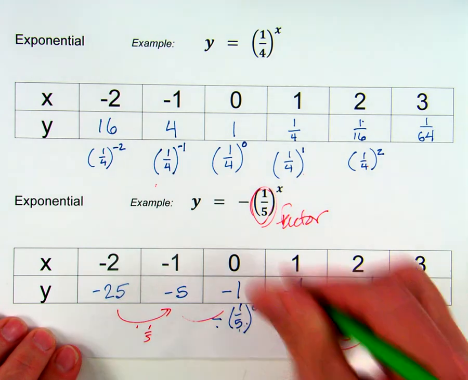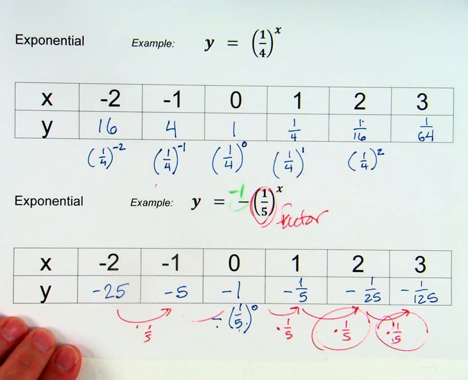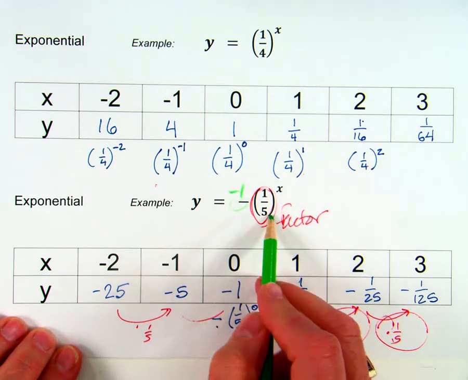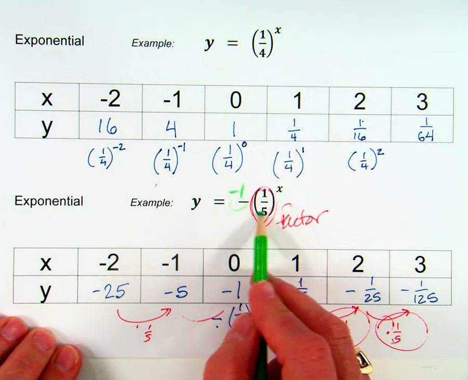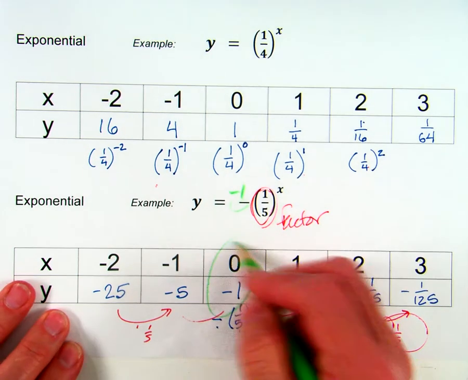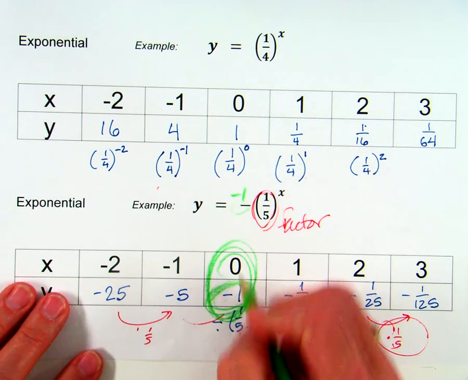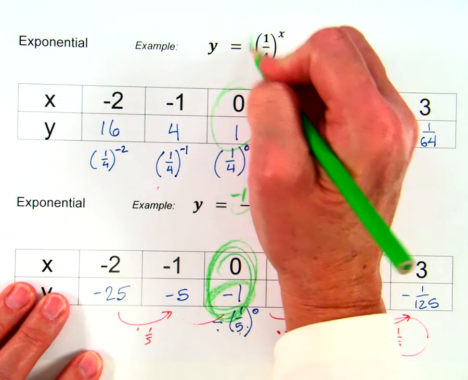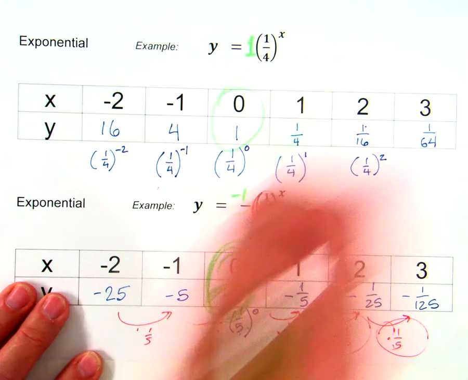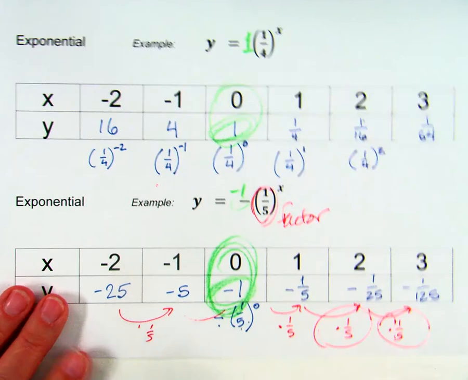Look here. What's out here? That's a negative 1, right? The factor that's outside, that's multiplied by the base and the exponent, is negative 1. Look here. There it is. Negative 1 is our y-intercept. 0, negative 1. Same deal up here. The factor that's on the outside, there's something there. Even when it's not there, it's there, and it's 1. And that is our y-intercept.